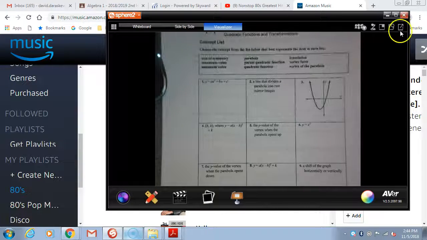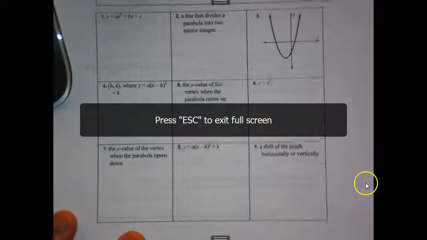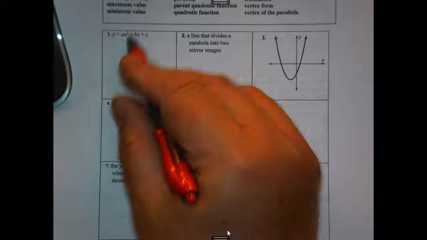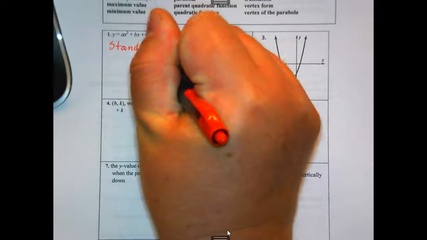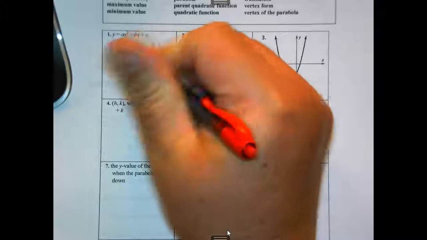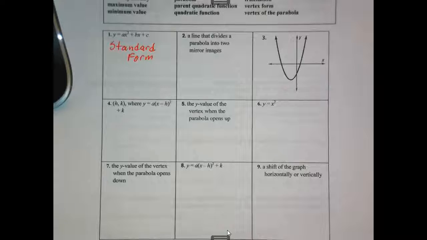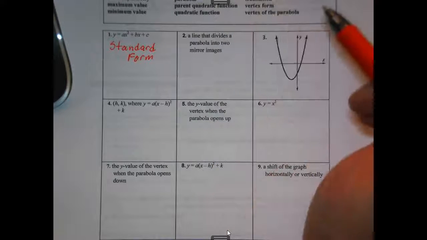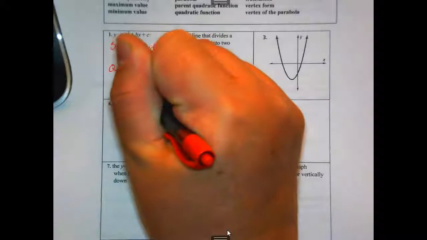Okay, we're supposed to put these vocabulary items into the boxes. So number one, this is a quadratic in standard form. And again, you can use these on the quizzes that are coming up. You can use these on the test or quiz, any of them, except for the finals. This would be a standard form of a quadratic function.